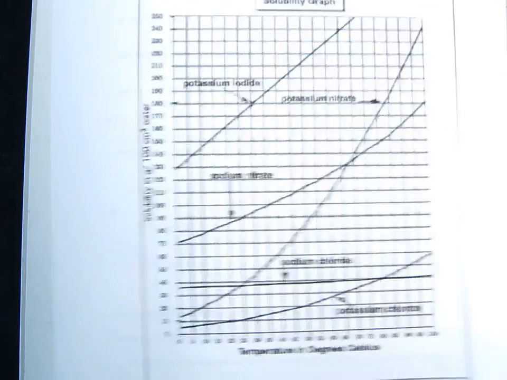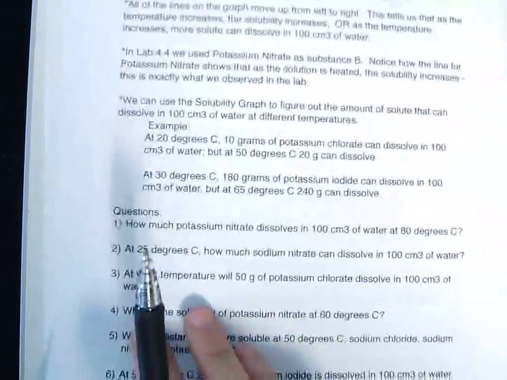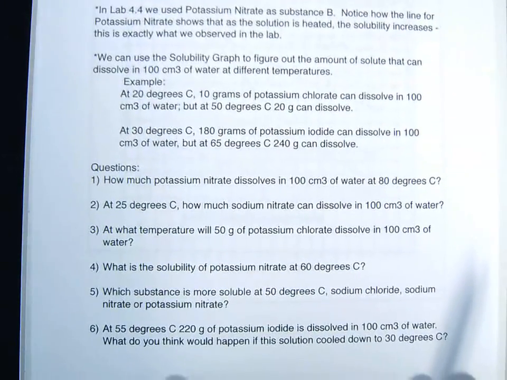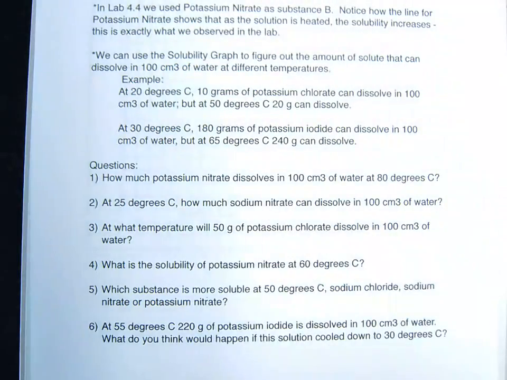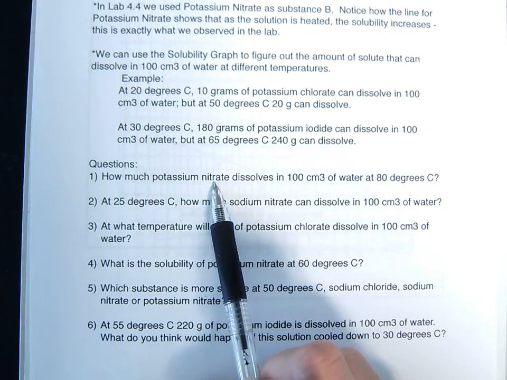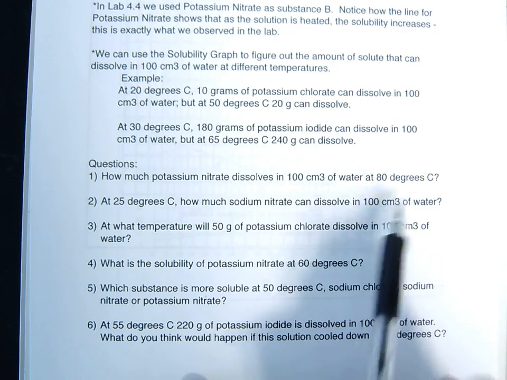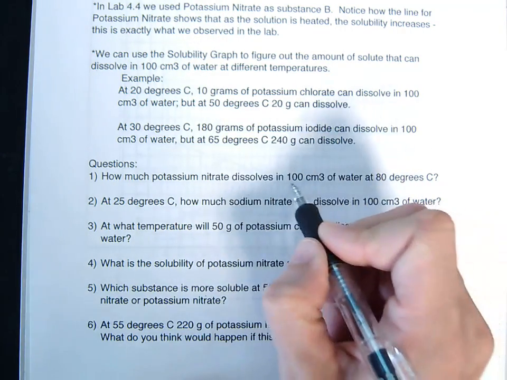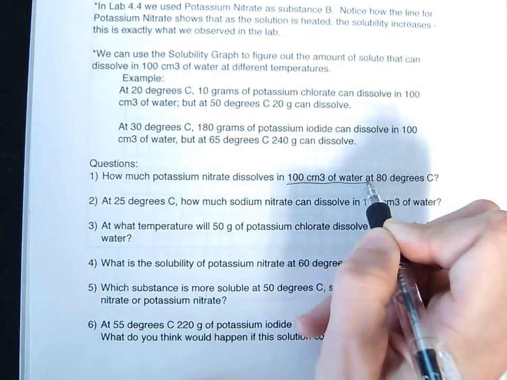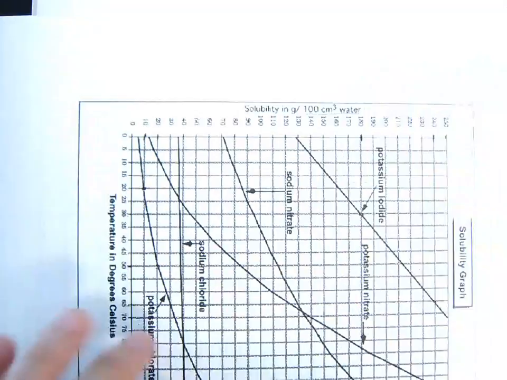Okay, so now what we want to do is take a look at the questions and go through those together. So you can see some examples of questions you might see regarding a solubility graph. The first one says, how much potassium nitrate dissolves in 100 cubic centimeters of water at 80 degrees? The first thing I want to point out is when it says in 100 cubic centimeters of water. If you look at our graph, that's the standard, 100 cubic centimeters of water.